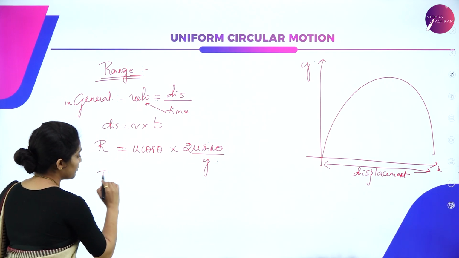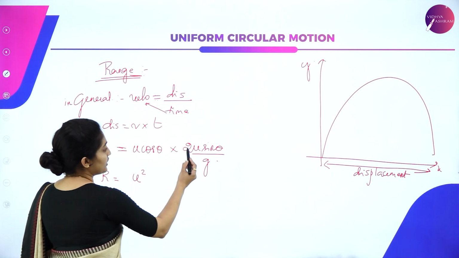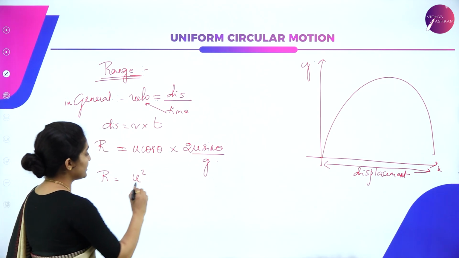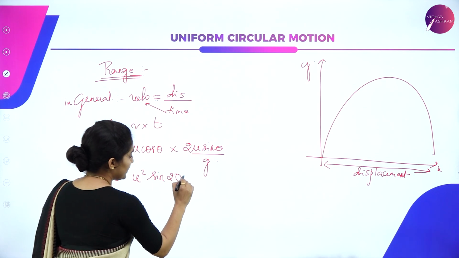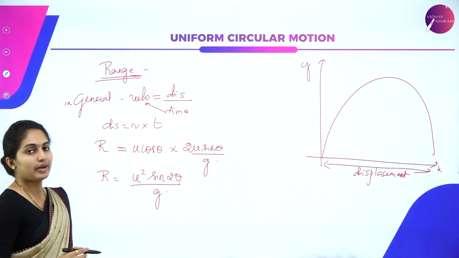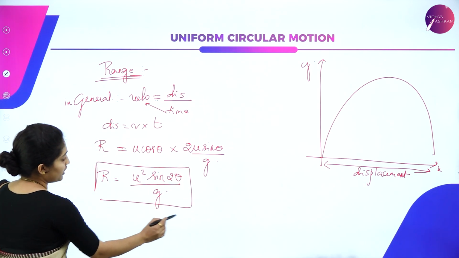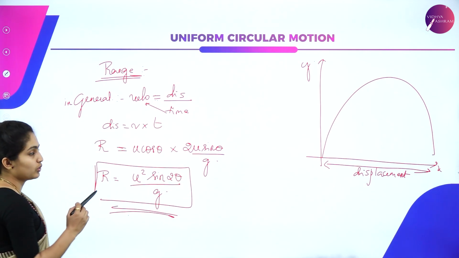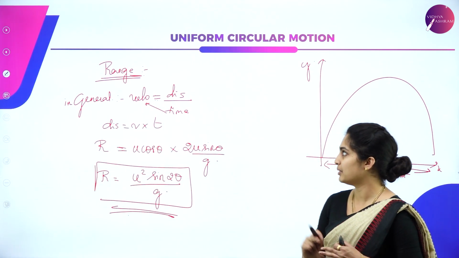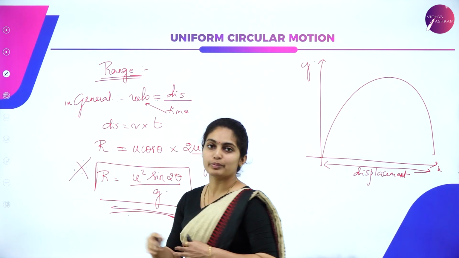So what do we carry now? R is equal to u into u, which is u square, and we have cos theta into 2 sin theta. 2 sin theta into cos theta is nothing but sin 2 theta according to the formula, and you have it divided by g. So u square sin 2 theta divided by g is the range of a projectile. This is how you calculate it. Remembering maximum height, time as well as range is very important because it is very useful in solving numericals.